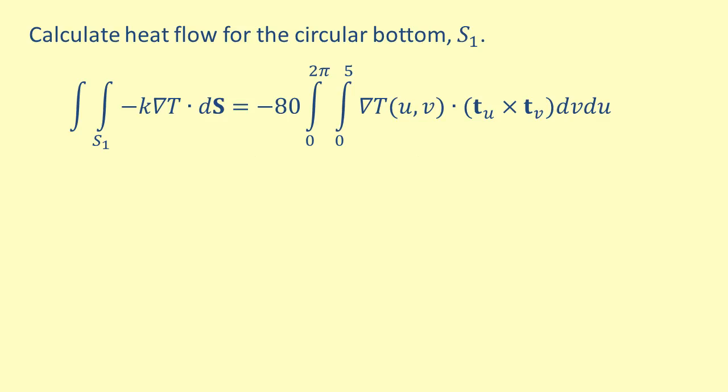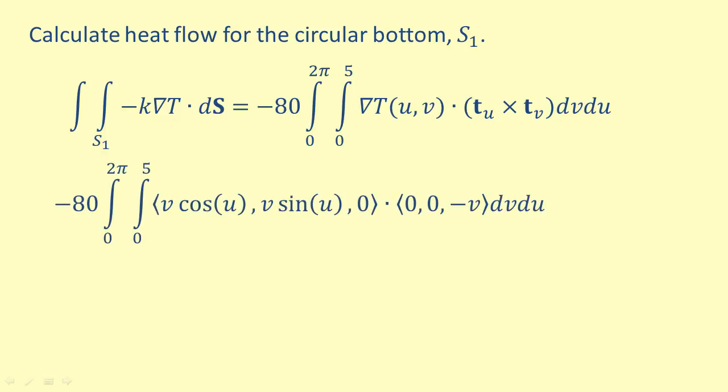Next, we set up our integral. Substitute in 80 for K and the limits on the integral. The outer integral with respect to u will go from 0 to 2 pi, and the inner integral with respect to v will go from 0 to 5. Plugging in our previously calculated vectors, we get negative 80 times the integral from 0 to 2 pi of the integral from 0 to 5 of <v cosine u, v sine u, 0> dot product <0, 0, negative v> dv du. Since the dot product evaluates to 0, this whole integral equals 0.